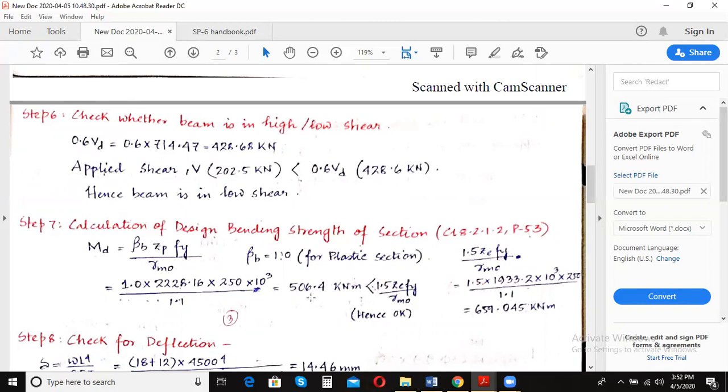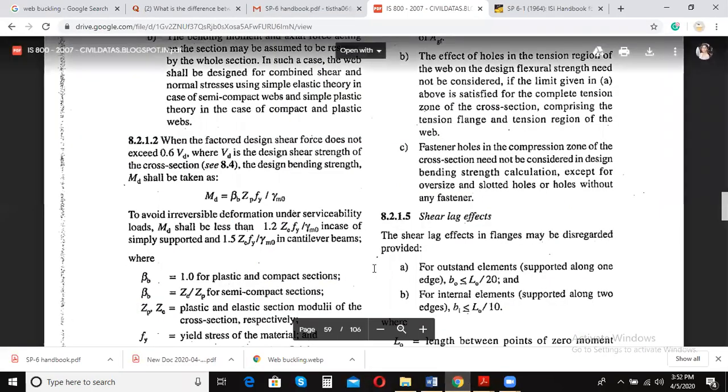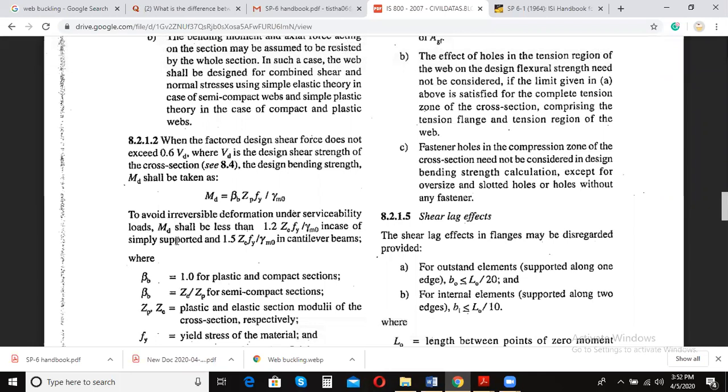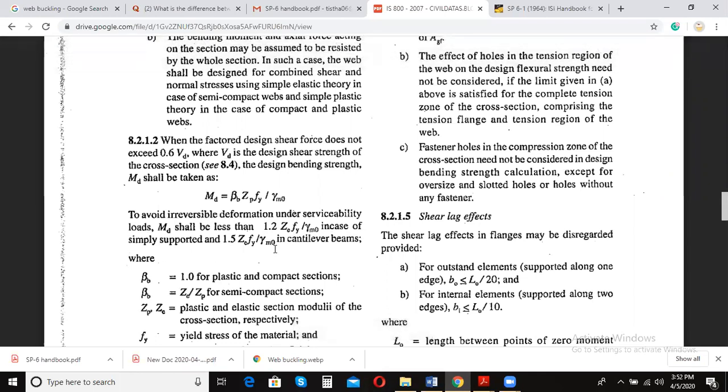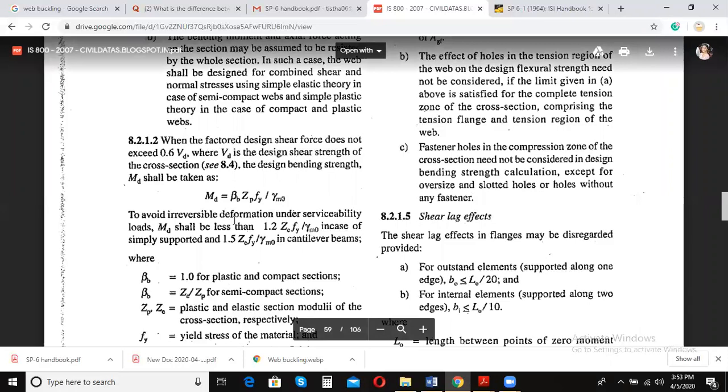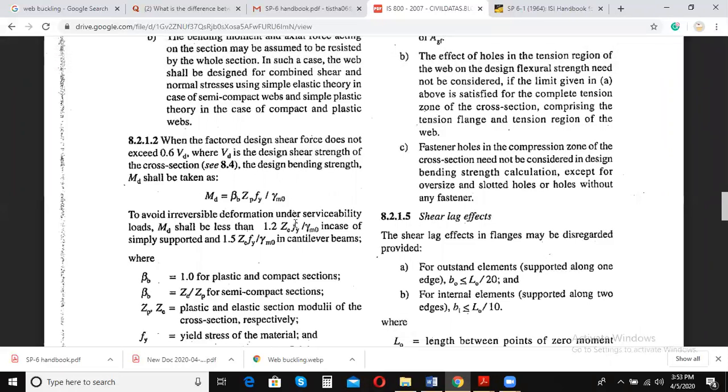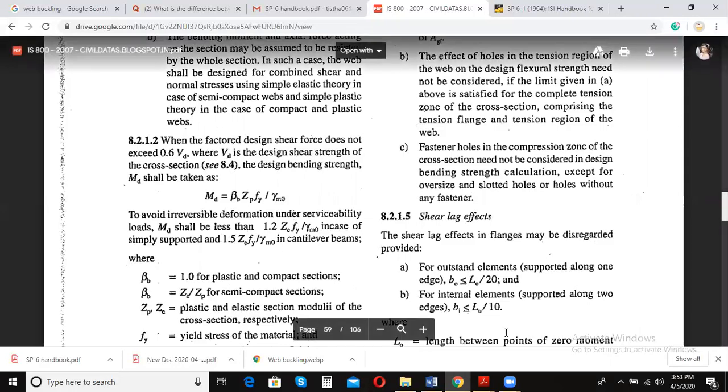Now you again have to check the value of design bending strength with another value. This value is also given in the code. Okay, see, it is written, to avoid irreversible deformation under serviceability loads, MD shall be less than 1.2 times ZE Fy by gamma M0 in case of simply supported, and it should be less than 1.5 ZE Fy by gamma M0 in case of cantilever beam. So the beam that we are designing is a cantilever beam. So the value of design bending strength which you have just calculated should be checked, and it should not exceed this value, 1.5 times ZE Fy by gamma M0.